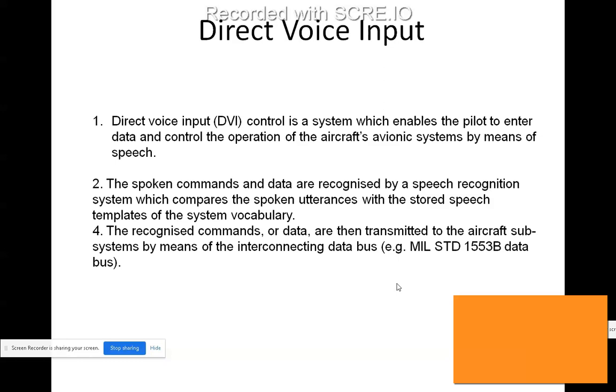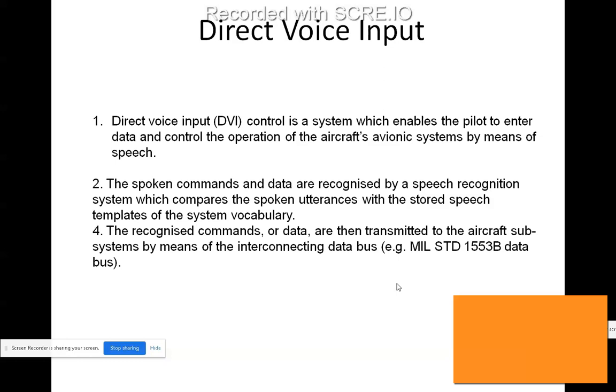The spoken command and data are recognized by a speech recognition system which compares the spoken utterance with the stored speech templates of the system vocabulary. That means they will already be storing some voice messages in the memory device. They will be matching the spoken commands coming from the other side, comparing both vocabularies, and then the process will continue.